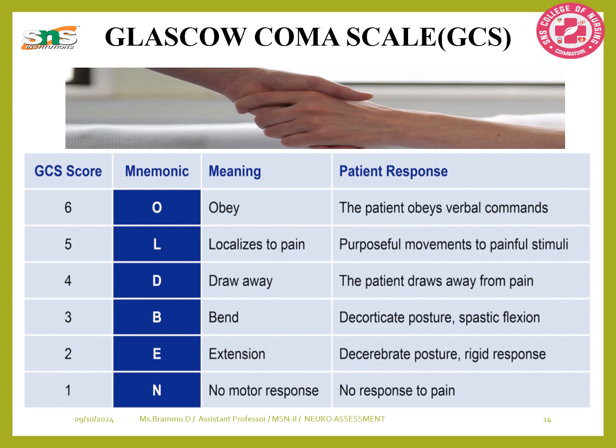After giving the painful stimulus, if the patient draws the hand or limbs away from the painful stimulus, then the patient will get a score of 4. Even after so much painful stimulus, if the patient shows spastic flexion, abnormal posture, that is decorticate posture, the score will be 3. In decerebrate posture, the patient will have abnormal extension of the extremities, and gets a score of 2. No response to pain, then the patient will have a response of 1.